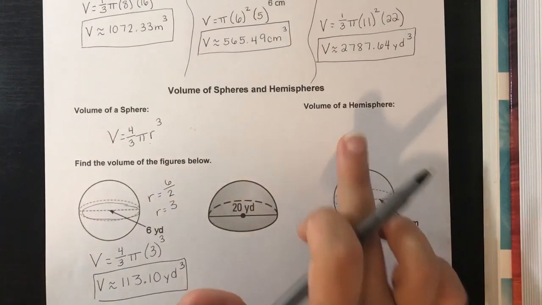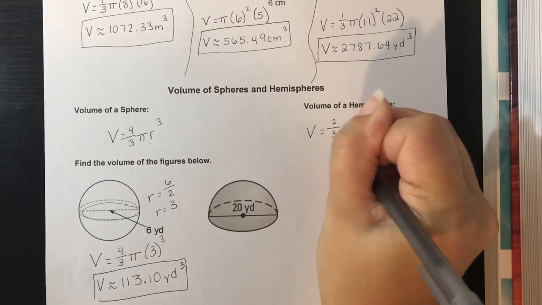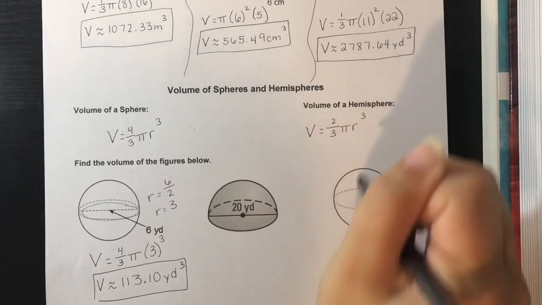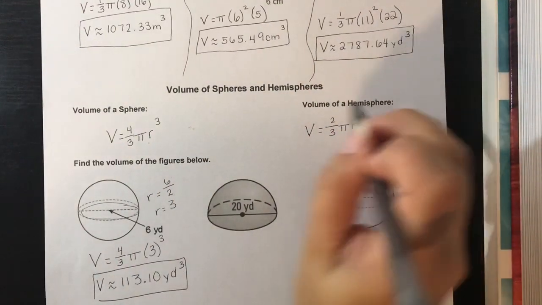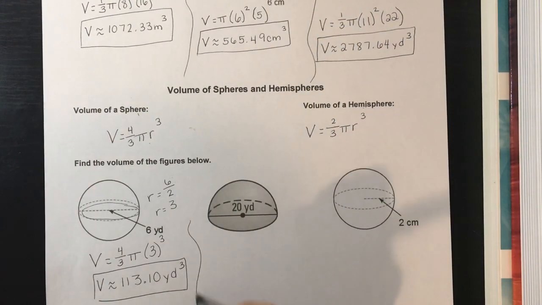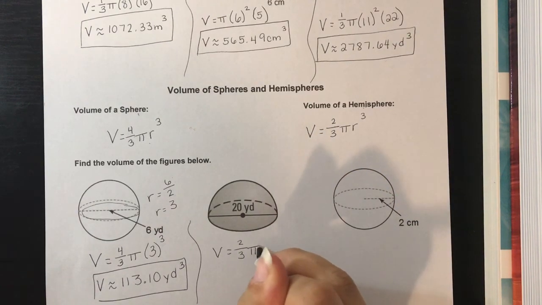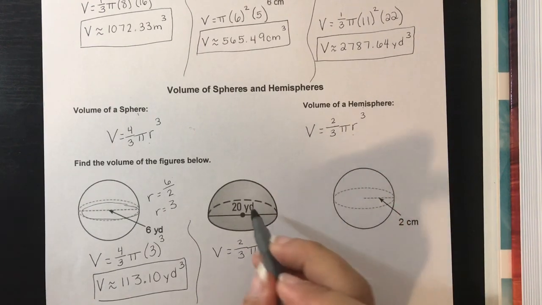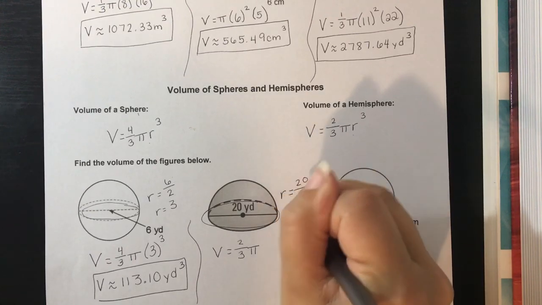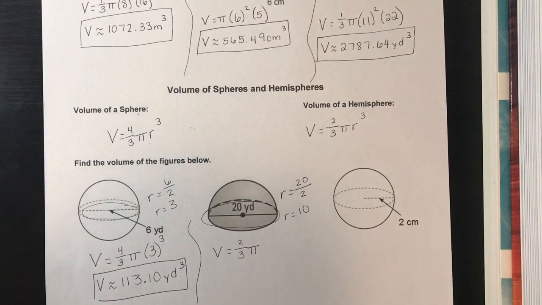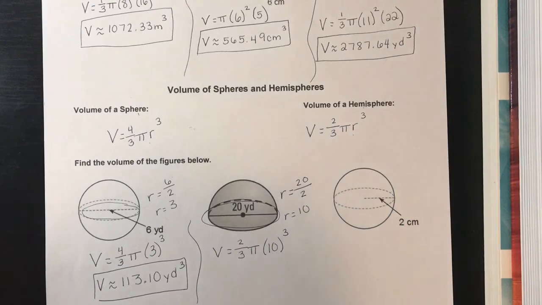Now, if we wanted to talk about a hemisphere, volume is equal to 2/3 pi r cubed. 2/3 because 2/3 is half of 4/3, and a hemisphere is half of a sphere. So if I'm going to plug this in, I have 2/3 pi. We need r again. Again, they give me the diameter, which is 20. So if I want the radius, I have to take 20 and cut it in half to get 10. So 2/3 pi times 10 cubed.